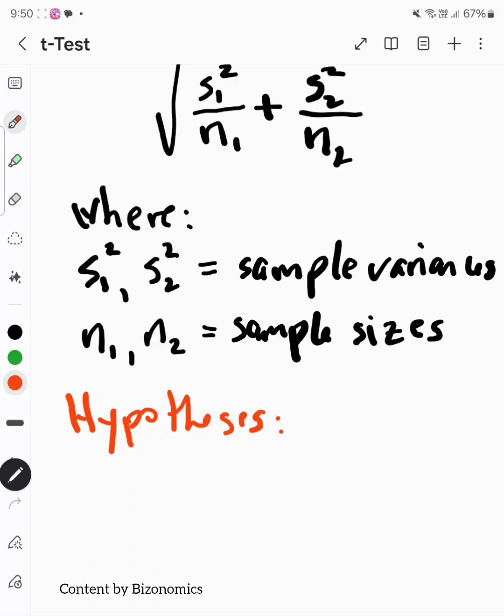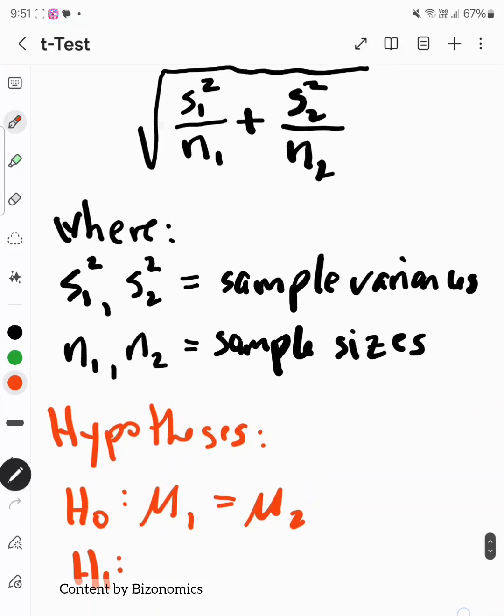We have the null hypothesis H0: the means of the two groups are equal, that is, mu1 equals mu2. And of course, our alternative hypothesis H1: the means of the two groups are not equal, that is, mu1 not equal to mu2.